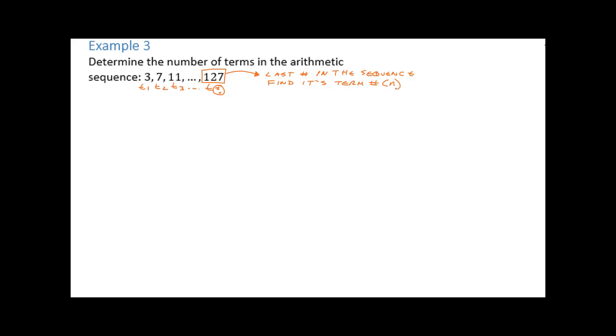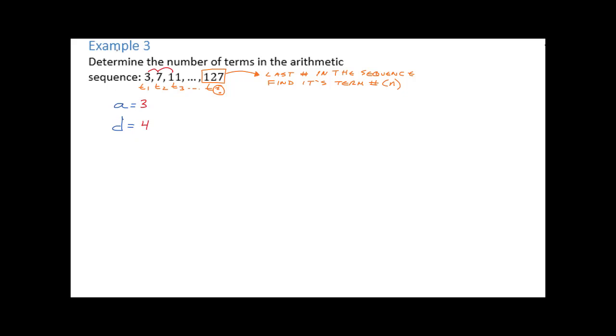If we can find that, that's how many numbers are in the sequence. Let's say it's term 500. That means there's 500 numbers in the sequence because it's the last number. So let's start with what we know. We know A, and we can figure out D. A is 3, that's our first number. And the difference, what are we adding by each time? It looks like we're adding 4 each time. So D is positive 4.